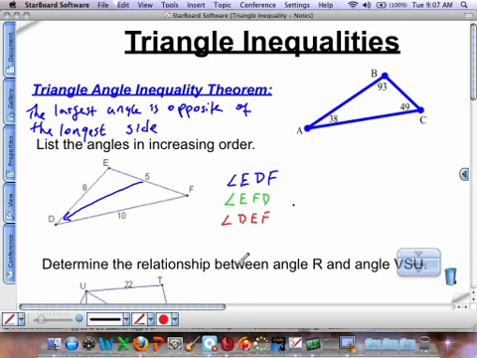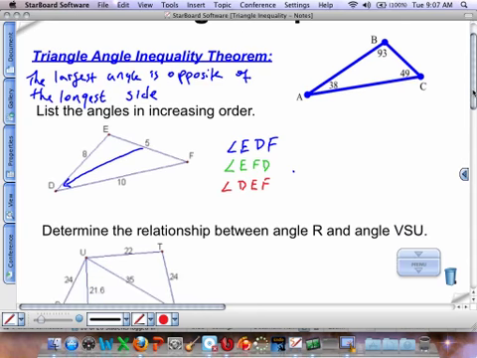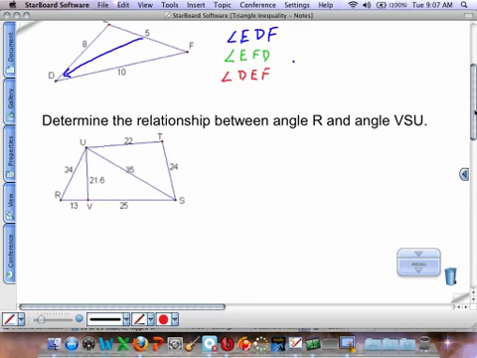Now, this is going to be a little trickier. Now what we're going to do, I ask you guys to compare angle R and angle VSU. So how do these two angles compare? Basically, tell me, are they equal? Is one larger than the other? How do their measures compare? Do I have to know what their individual measures are?